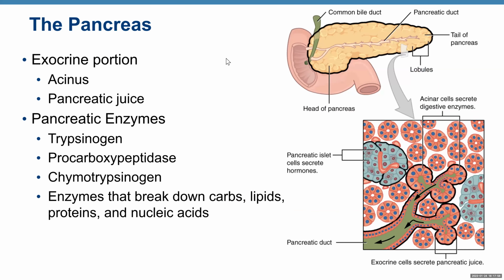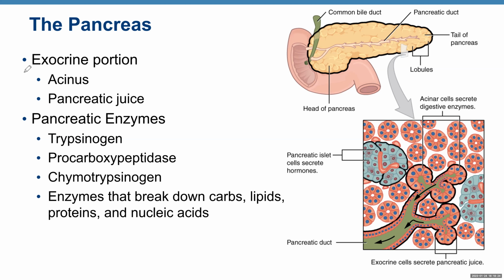Another accessory organ of the digestive system is the pancreas. The pancreas has both functions, or it functions as an exocrine and endocrine gland. Now we are interested in the exocrine portion of the pancreas because that portion is relevant to the digestive system.